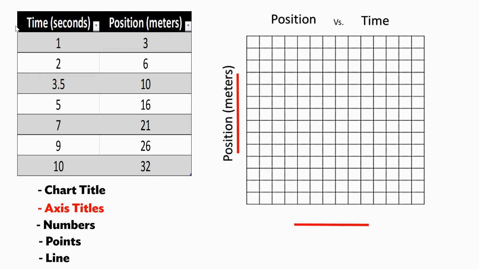And then the time is the independent variable. It goes on the horizontal axis, and again, we put seconds in parentheses because seconds was the unit of measurement. So that is how you title the graph. And if you come back in the next video, we'll talk about putting numbers on the graph.